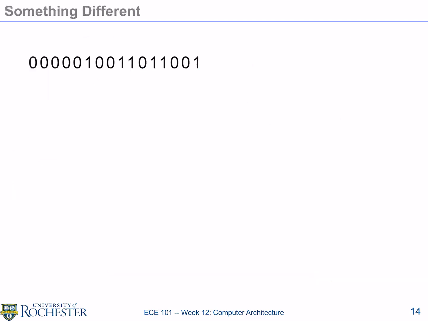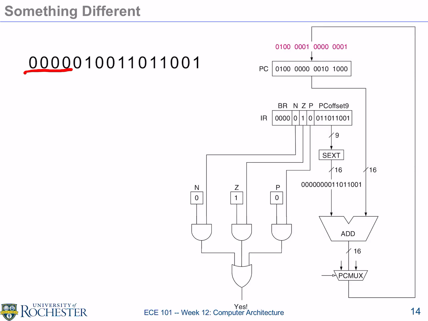Finally, let's have something different. This time, the opcode is all 0. Okay, that's a branch. And for branch instruction, it's a little different. There's no destination register. Why? Because branch instruction changes PC. It's implied. I don't need a field to say change the register into this, or change the PC into this.